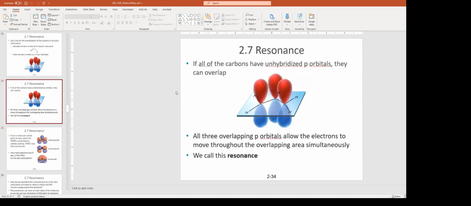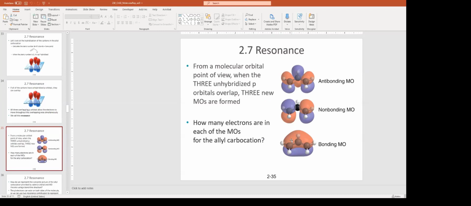It looks like we took all of these and, instead of having a pi bond or a pi bond, we made one long pi bond, right? Does that make sense? One long pi bond across the top and the bottom. Non-bonding has a node right at that carbon, and anti-bonding has 2 nodes right there.